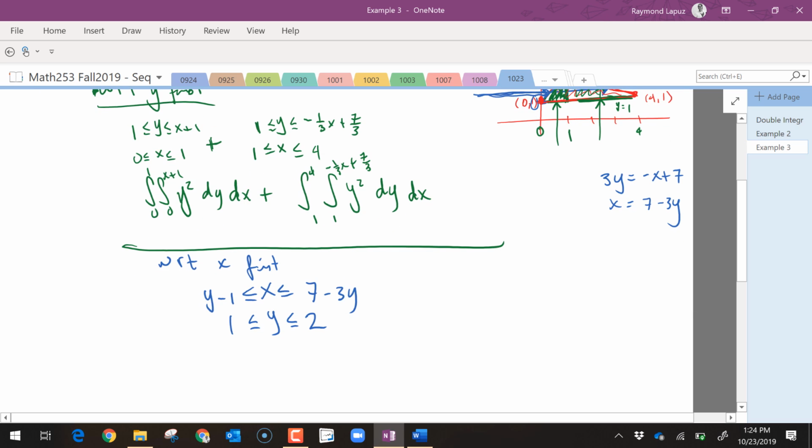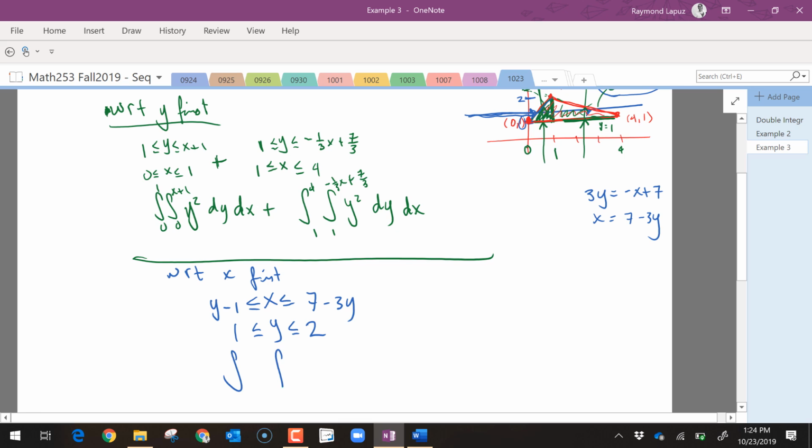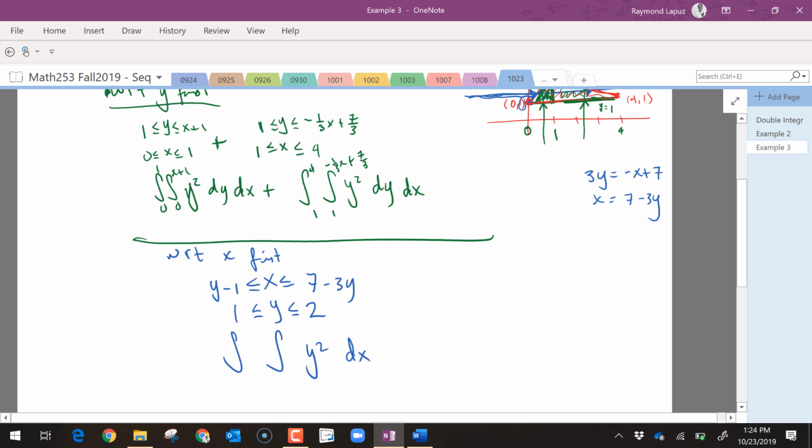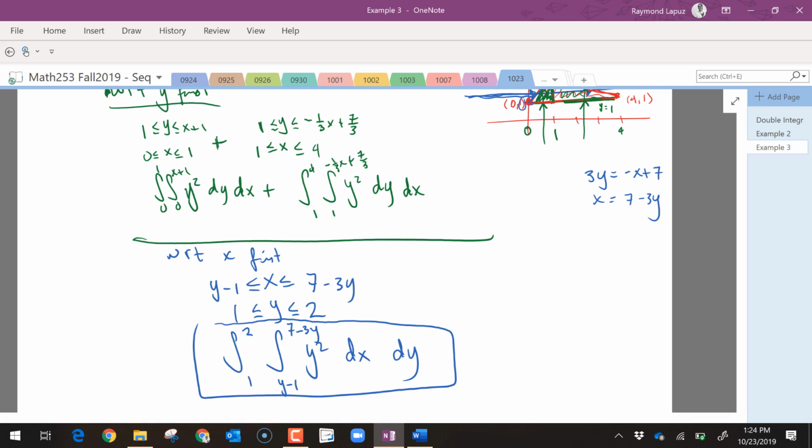Okay, looks like we only have one integral here. First, with respect to x, we have y minus 1 in the bottom, 7 minus 3y on top. And then with respect to y, constant limits going from 1 to 2. I'd rather integrate one integral.